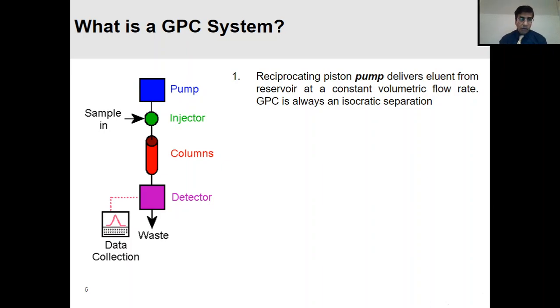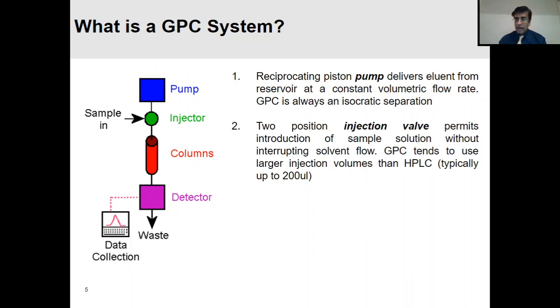GPC is always an isocratic separation. Isocratic separation means we have a system in which the composition of the solution does not change. If the composition changes throughout the process, that is a gradient system, not an isocratic separation technique. The injector has a valve, which allows the introduction of the sample without disturbing the flow rate. Usually we use 200 microliters of the sample, which will be injected.